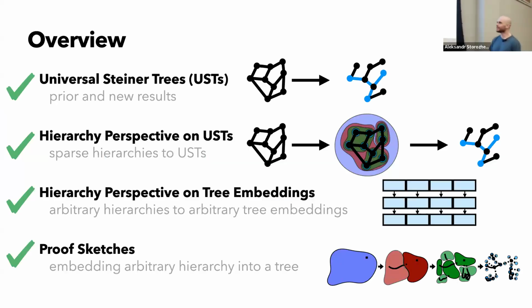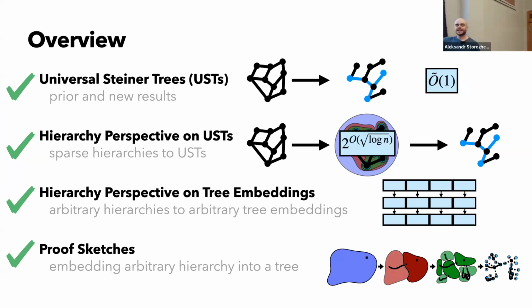Let me quickly summarize. Basically, I introduced you all to this idea of universal Steiner trees. Previously, we knew Mary Poppins bounds. We improved those to polylogarithmic quality. The way that we did that is we showed that if you can prove that there exist sparse partition hierarchies of some quality, then you can also get universal Steiner trees of that same quality. In particular, we just improved the quality of those hierarchies.